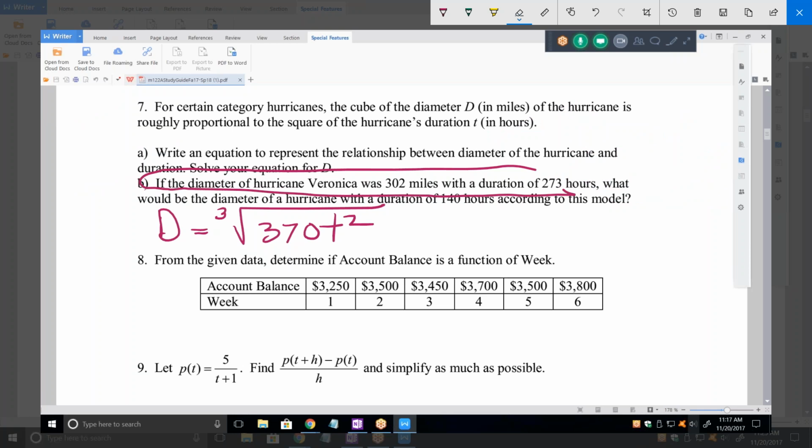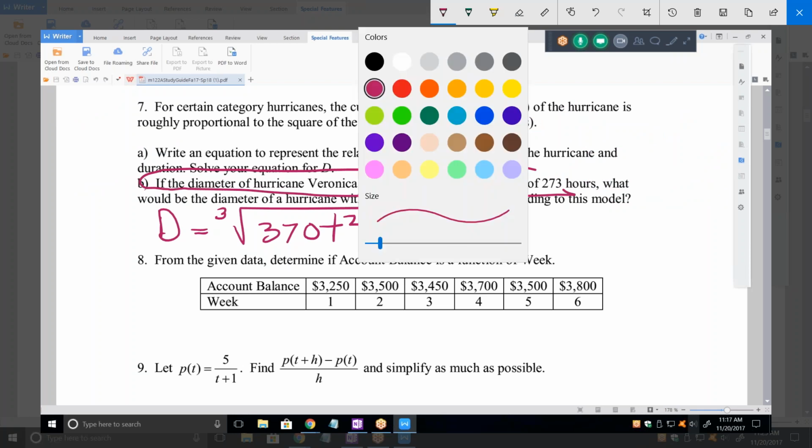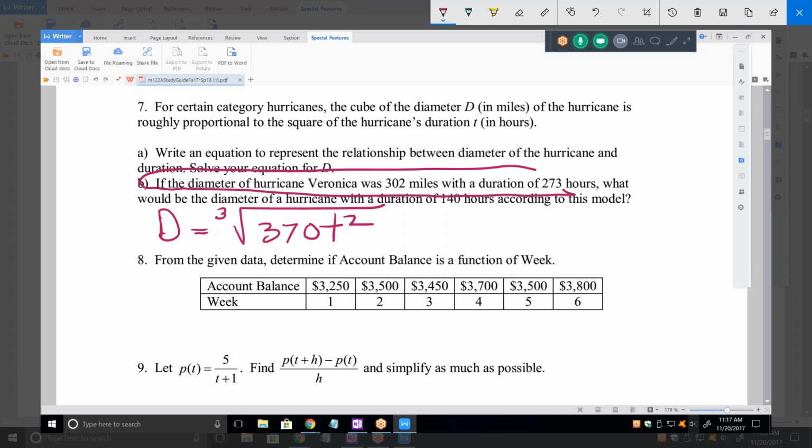So they want to know what the diameter would be if the duration was 140. How am I going to solve that? I mean, if you need an answer, do you have to fill these out, or is this just for your education purposes? This one's just for my education.